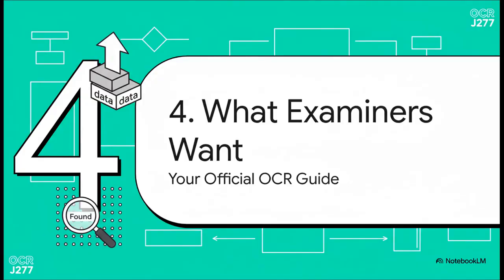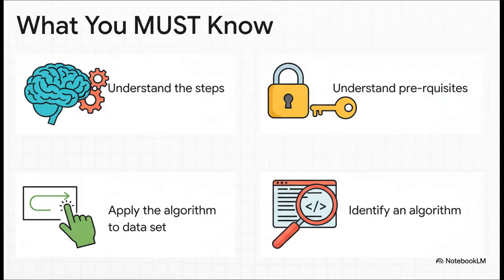Okay, deep breaths. This is probably the most important part of this whole session. Let's cut right through all the noise and look at exactly what the OCR J277 spec says you need to know and what you don't. This is it, folks. This is your revision checklist, pulled right from the source. Notice the words it uses. You need to understand the steps. You need to be able to apply the algorithm, meaning they could give you a list of numbers and ask you to show the steps, and you need to be able to identify one.